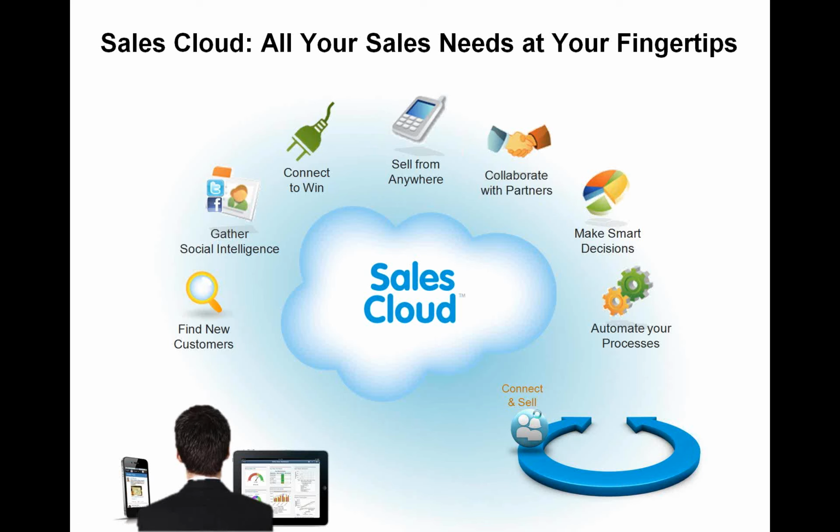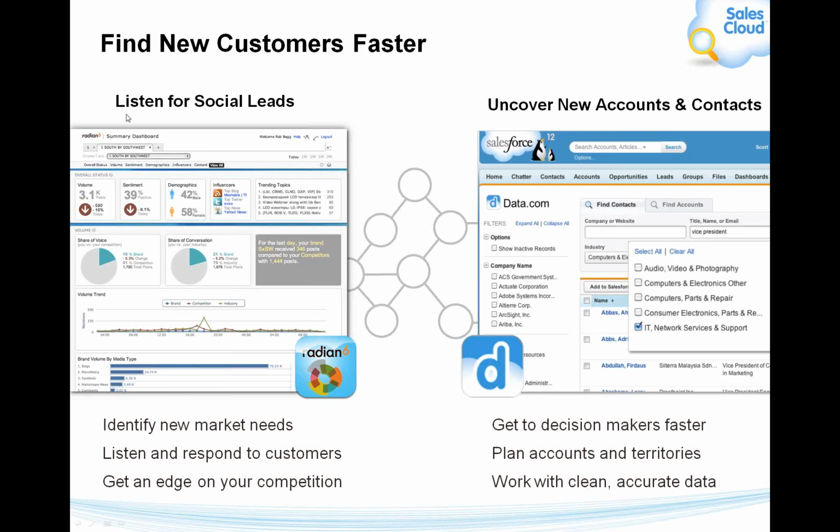So these are just showing you different examples of how you can find new customers fast. There are different ways within the product to listen for social leads. I don't know if there's a social aspect to your business at all, but if there are a lot of conversations happening out there on the internet outside of your normal channels, you can actually monitor those, and through that you can find opportunities, probably less relevant for your industry. The other side of it is data.com.